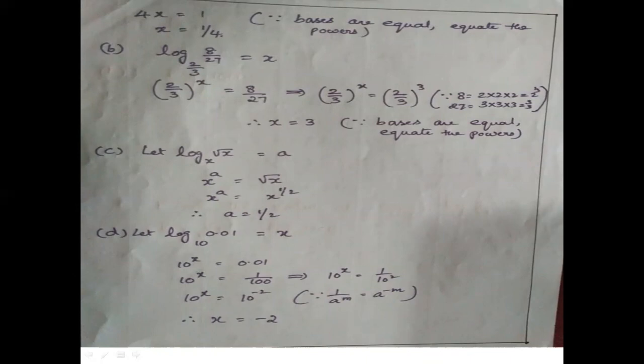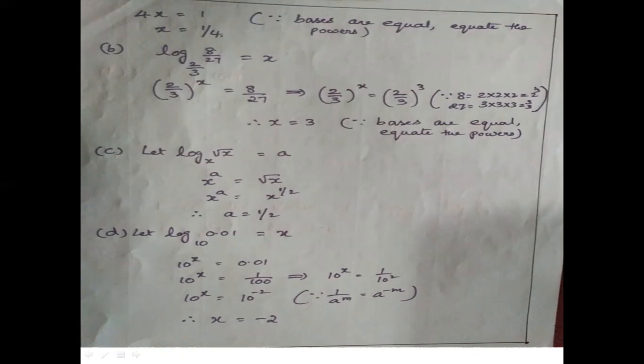The second one, log 8 by 27 to the base 2 by 3. We'll assume it as some variable x. Again convert it into exponential form. 2 by 3 whole power x is equal to 8 by 27. That implies 2 by 3 whole power x is equal to the exponential form of 8 by 27, which is 2 by 3 whole cube. Once again, the bases are equal, you can equate the powers. So x is equal to 3.